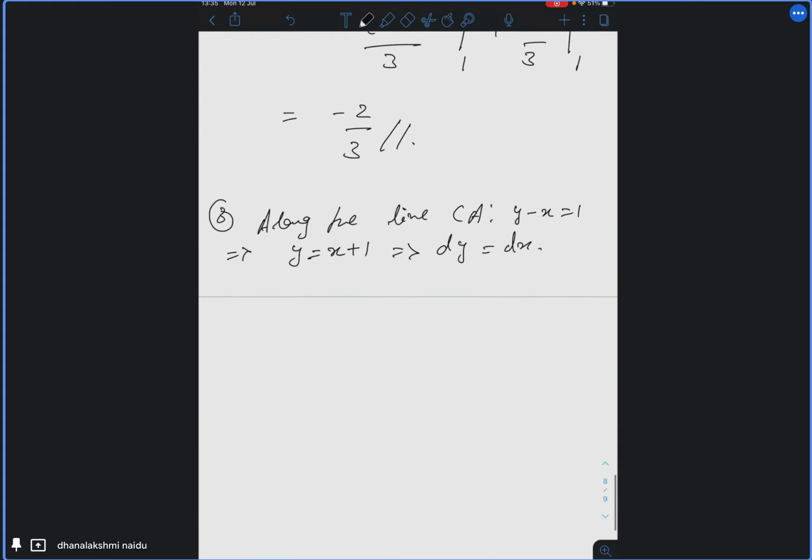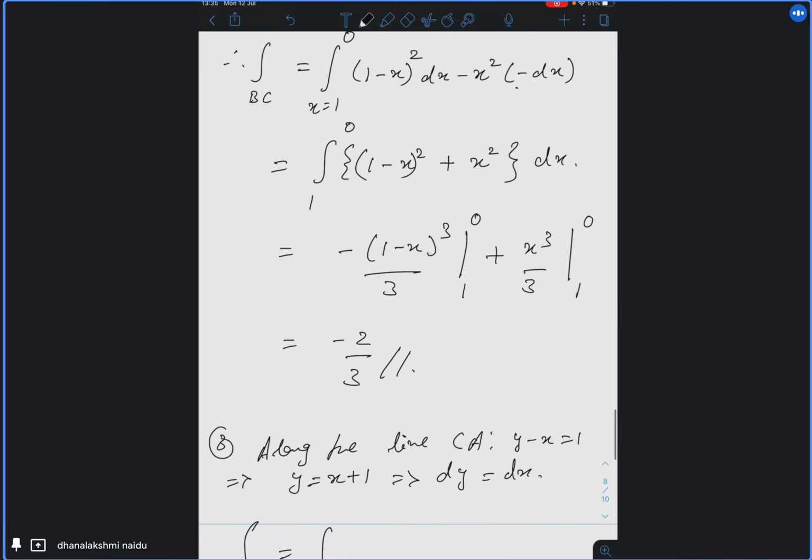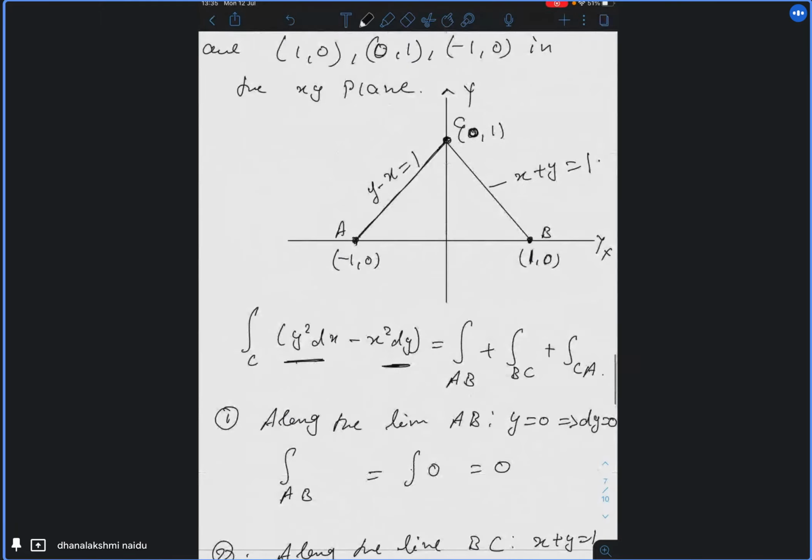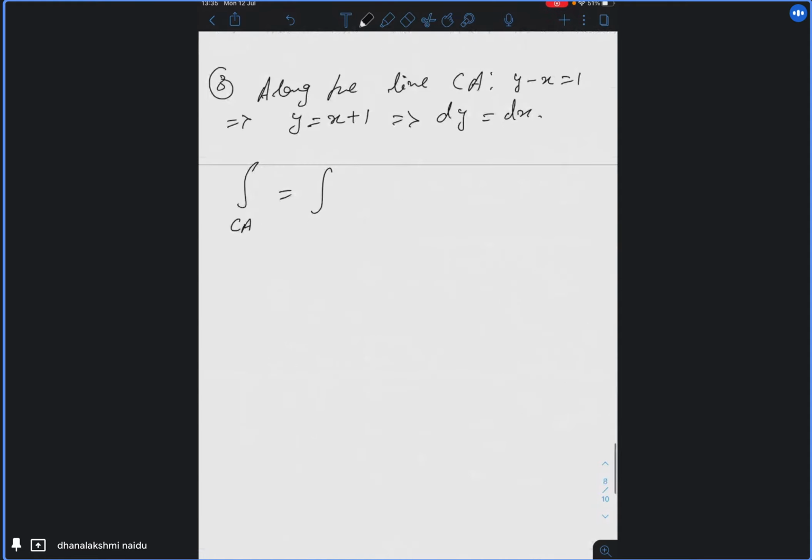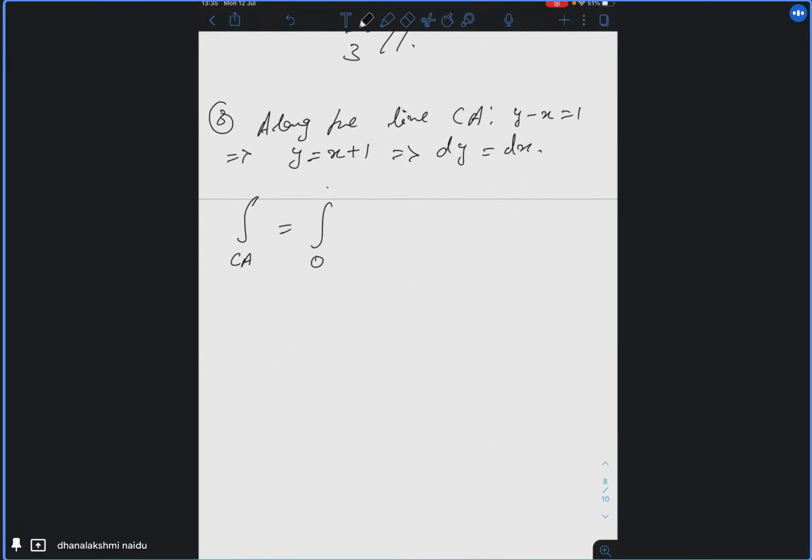Now again let us solve this. So the integral over this CA will be equal to, now what are the limits of x here? From where to where? From 0 to minus 1. So 0 to minus 1. Whatever you have, you write it.